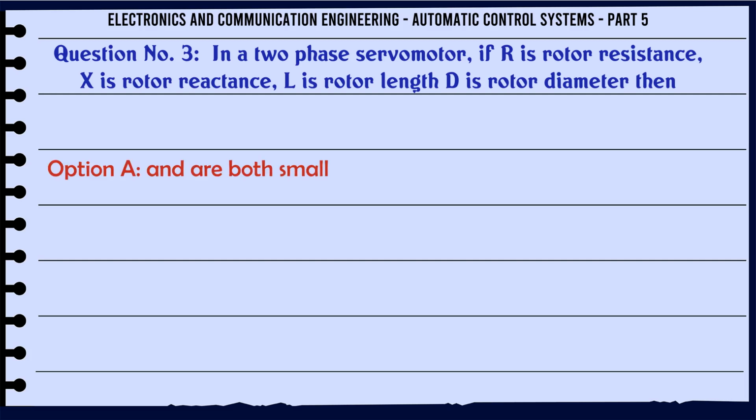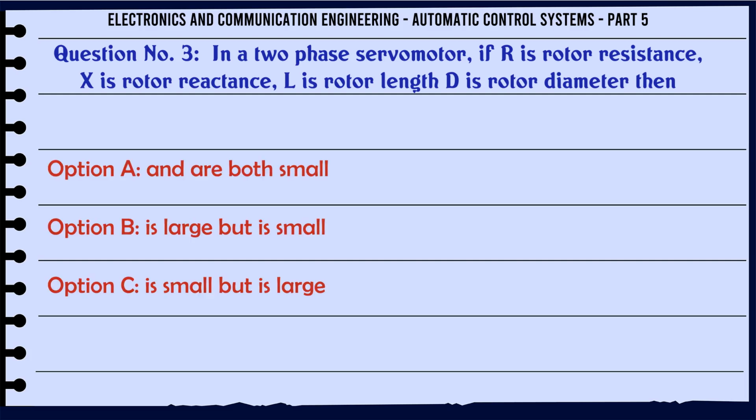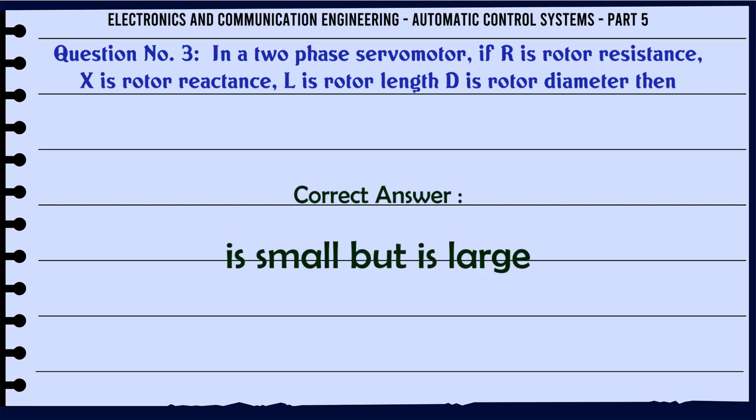In a two-phase servomotor, if R is rotor resistance, X is rotor reactance, L is rotor length, D is rotor diameter, then A, X and R both small, B, X is large but R is small, C, X is small but R is large, D, X and R both large. The correct answer is X small but R large.